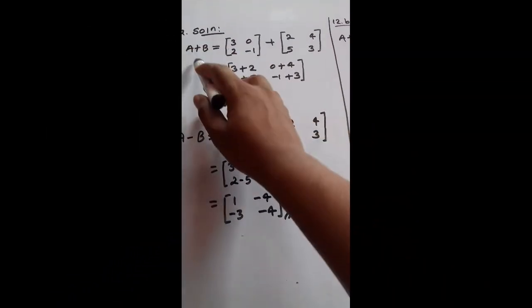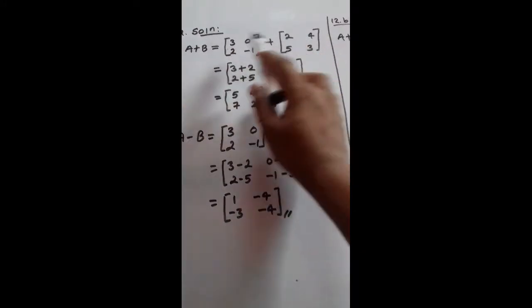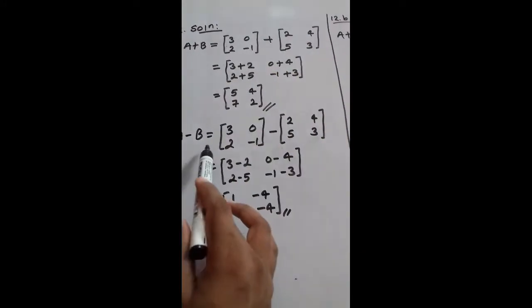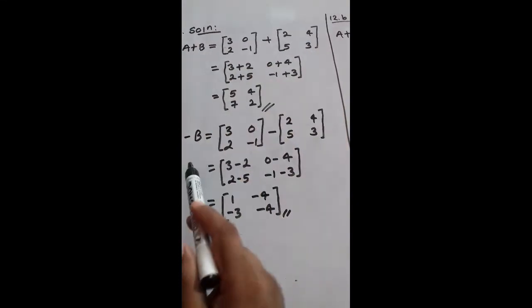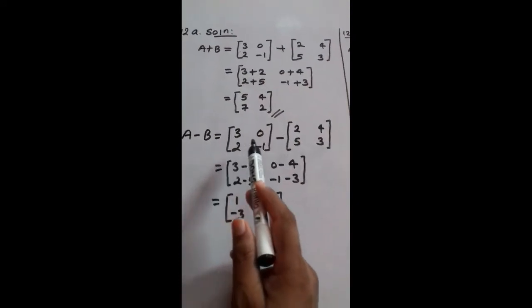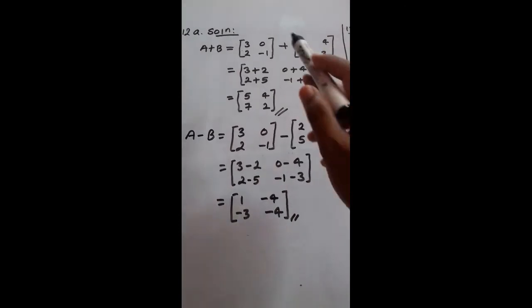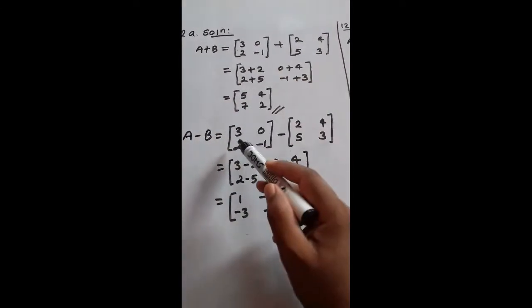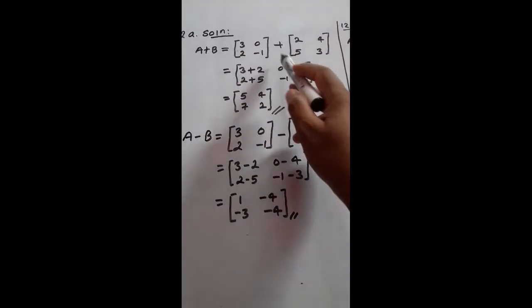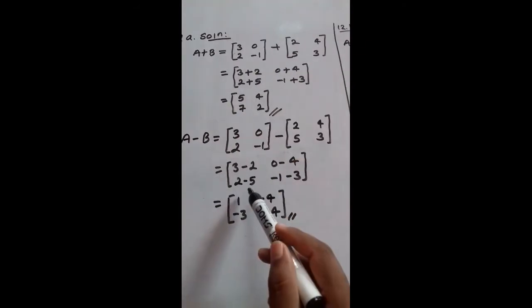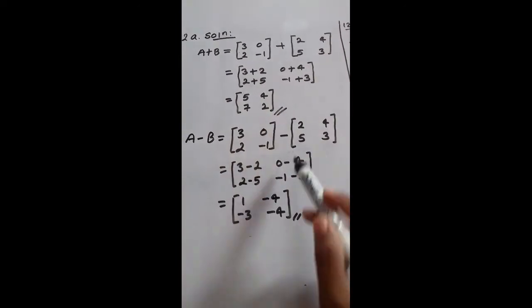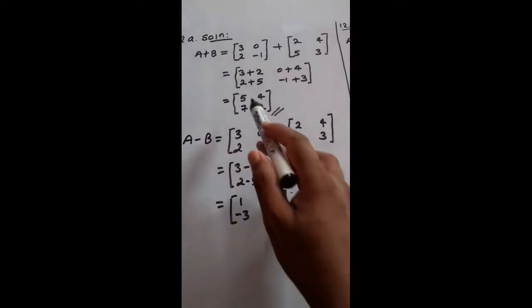In question number 12a, this A is given and B is given. Here we have found A plus B and here A minus B. Here we have added corresponding elements and here we have subtracted corresponding elements. Here 3 plus 2, here 3 minus 2, here 0 plus 4, here 0 minus 4, here 2 plus 5, here 2 minus 5, here minus 1 plus 3, here minus 1 minus 3.